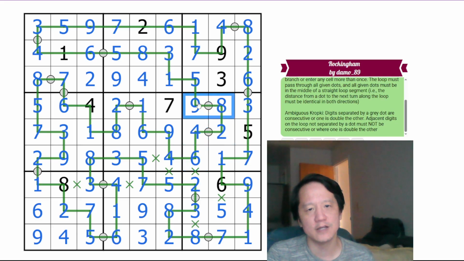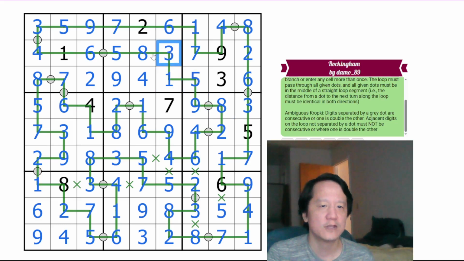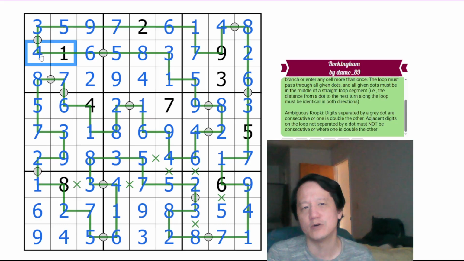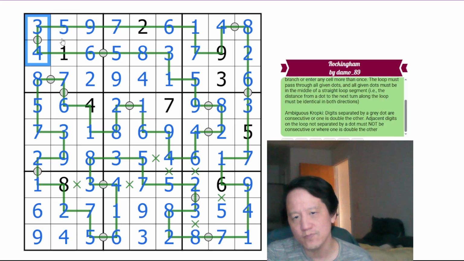2, 8, nothing. 8, 9 are consecutive. 9, 5, nothing. 5, 1, nothing. 1, 3, nothing. 3, 8, nothing. 8, 5, nothing. 5, 6 are consecutive. 6, 1, nothing. 1, 4, nothing. And 4 and 3 are consecutive.